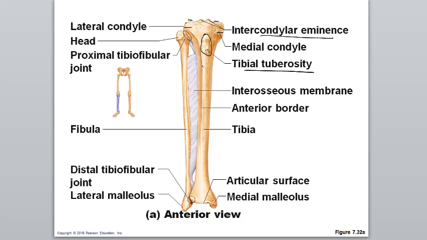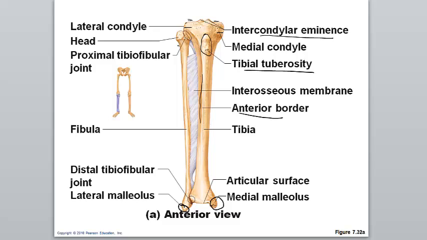In the shaft area of your tibia, you have a sharp border. That'll be your anterior border. This is where you actually do not have any fat. You can actually feel this border against your skin. Okay, that's your anterior border. Your distal epiphyseal end has your medial malleolus. Medial malleolus is what forms your ankle. The little bump on the medial side of your ankle is due to your medial malleolus. The lateral bump of your ankle is due to the lateral malleolus of your fibula.